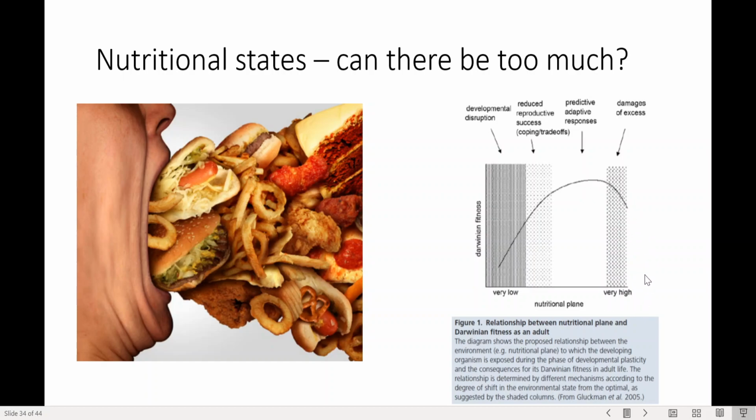But we have to also think about situations where there's an excess of food, so the nutritional plane is very, very high, so there's overabundance of food sources readily available to the individual. That also can again result in damages of excess and reduce overall fitness.